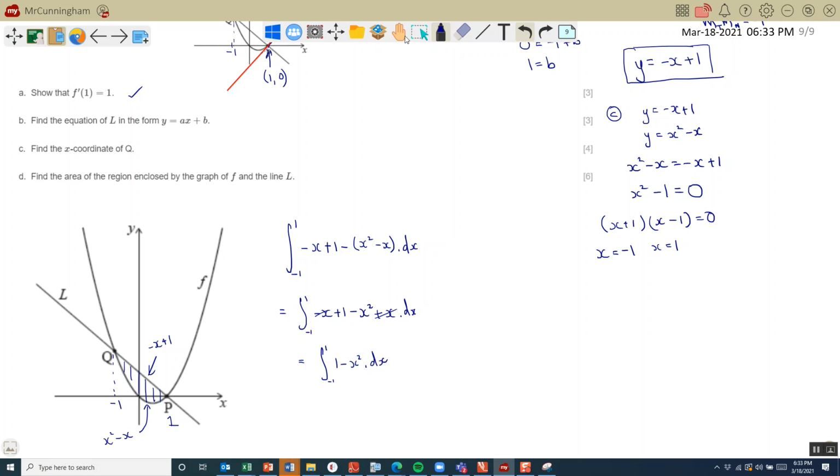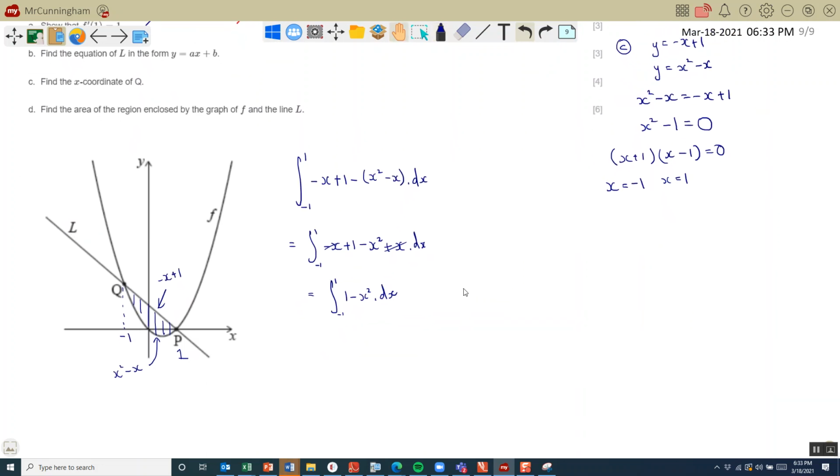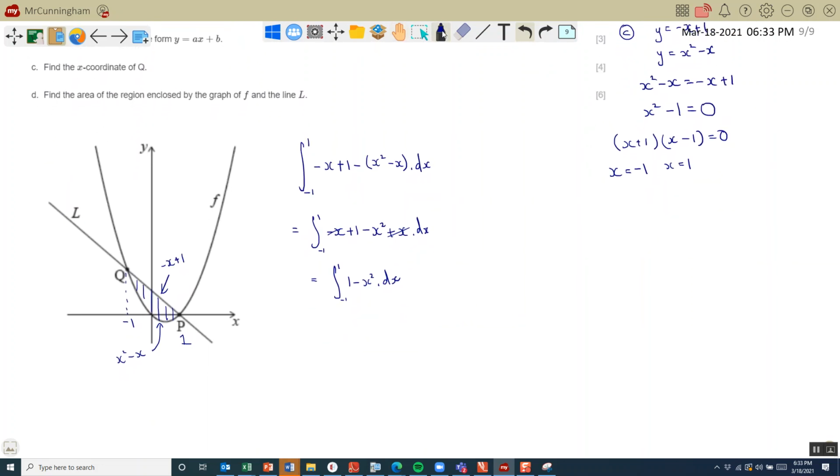Okay, now I just need to integrate this. When I integrate 1 with respect to x, it just becomes 1x. And integrate negative x squared, so add 1 to the power. So it becomes 3, and divide by the new power, so over 3. So that's it integrated, and I now need to put in my limits. I'm going to substitute in. So I put 1 in first, and I'm going to use brackets here because I don't want to mess this up.